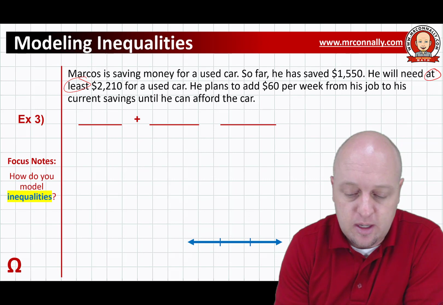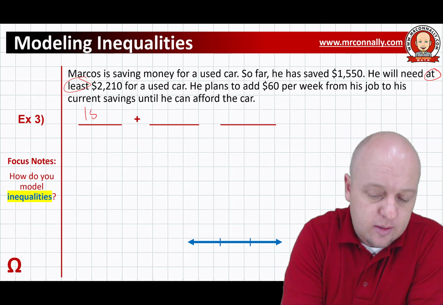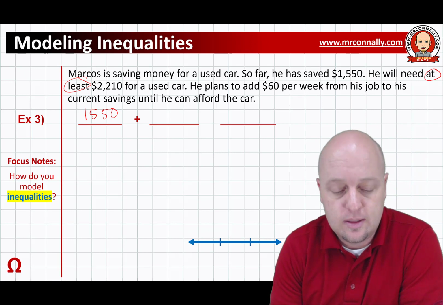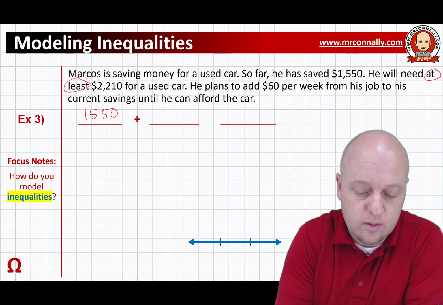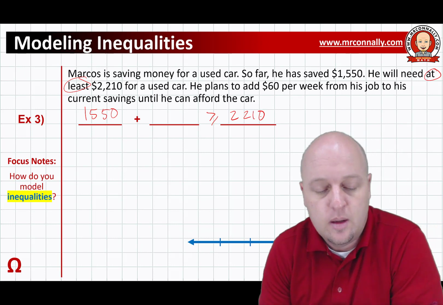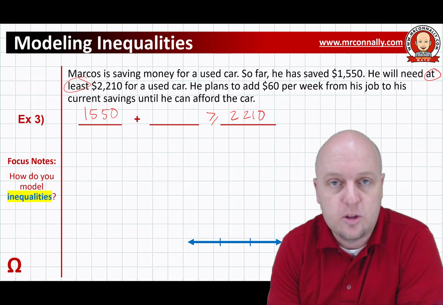Okay, so let's think about this for a second. We know he's got $1,550, and he needs at least $2,210. So that means he needs greater than or equal to $2,210. Now, what about this $60 per week?